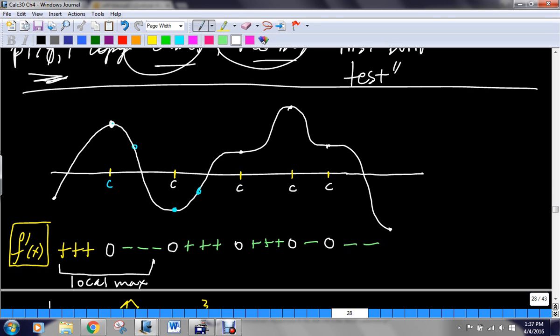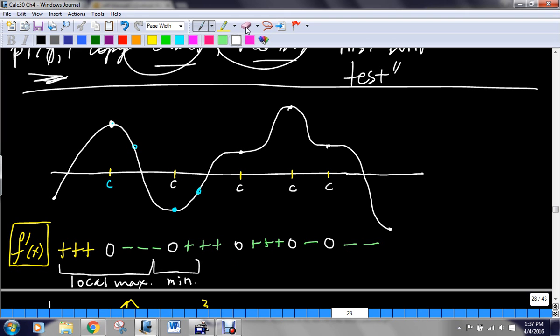It also says that when your derivative changes from negative through 0 to positive, you have a local min, a minimum. And that's what we see here on the graph. Okay? So that's negative, 0, positive.